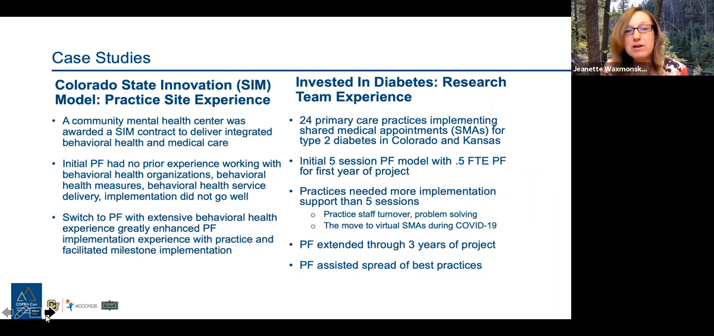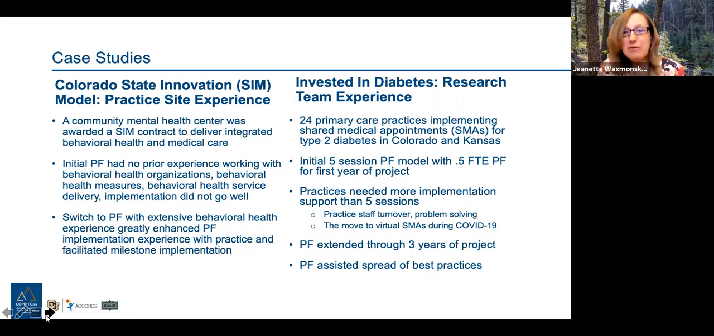Well, we sorely underestimated the need for practice facilitation. Our practices needed a lot more implementation support, especially those who have never done shared medical appointments. And also in primary care practices, there's a lot of staff turnover. There were problems with recruitment. There was a lot of need for problem solving. And we realized that we really had to beef up our practice facilitation, brought another practice facilitator on, and then the practice facilitators were doing check-ins with the practices, as well as quarterly stakeholder meetings with the practices to help us figure out what was needed.